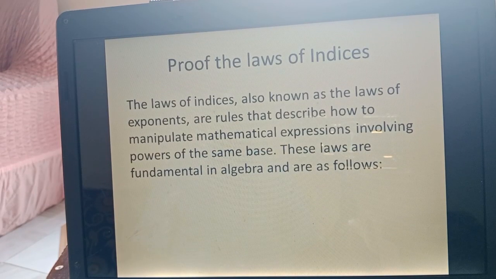Proof of the laws of indices. The laws of indices are also known as the laws of exponents. And there are rules that describe how to manipulate mathematical expressions involving powers of the same base. These laws are fundamental in algebra to any level you want, and they are as follows.